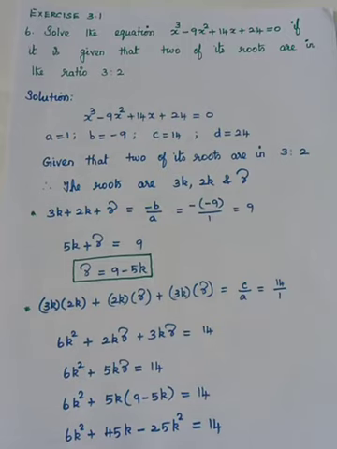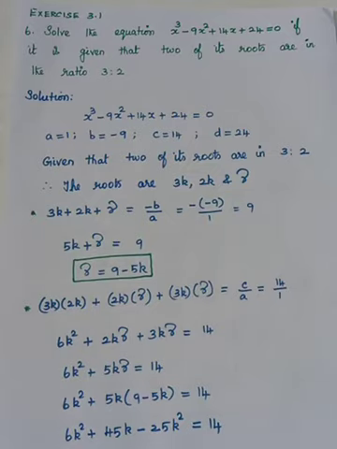Solve the equation x cube minus 9x squared plus 14x plus 24 is equal to 0, if it is given that two of its roots are in the ratio 3:2. Okay, so you consider the equation. It's a cubic equation. x cube minus 9x squared plus 14x plus 24 is equal to 0.